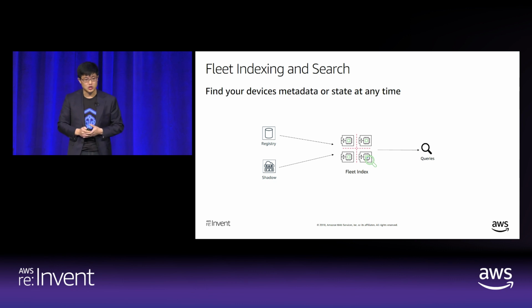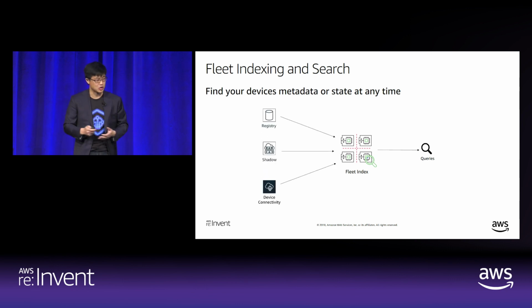One of the main things that we just launched is connectivity information as well across the fleet index. So one of the things you can now search for is to say, are my devices connected or not? Give me all my devices that are currently connected. For this particular device 123, is it connected or disconnected?